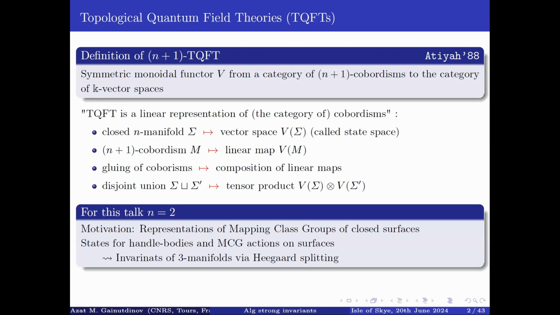So we talk about (3,2) TQFTs, and the motivation comes from representations of mapping class groups of surfaces, and also invariants of 3-manifolds, because a TQFT in particular gives you a state for every handlebody, and then using the mapping class group of the surfaces, we can glue such handlebodies to construct an invariant of 3-manifolds.